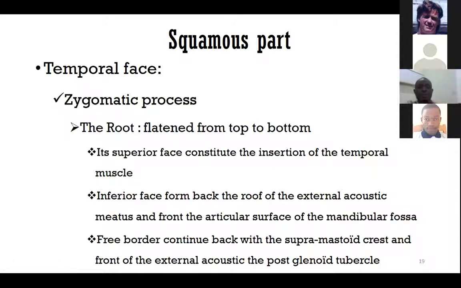What about the root? The root of the zygomatic process is flat and goes from the top to the bottom. Its superior face constitutes the insertion of the temporal muscle. That is one of the most important structures of the temporal region, because it will be used for repair, for craniectomy. Sometimes when we have hematoma, even subdural or epidural hematoma, the repair will be taken by the temporal muscle. It is 2 fingers up from the temporal muscle and 2 fingers back from the coronal suture. We have to localize it very well, to know it very well.